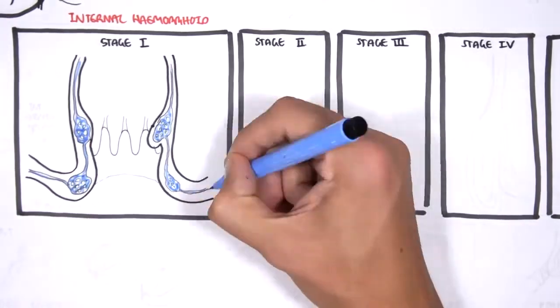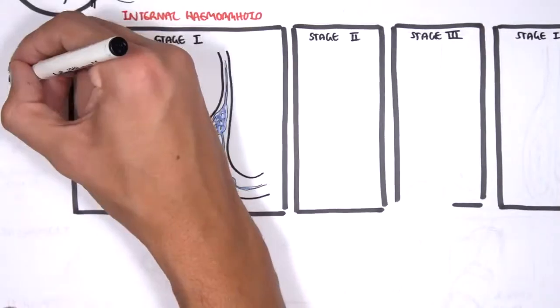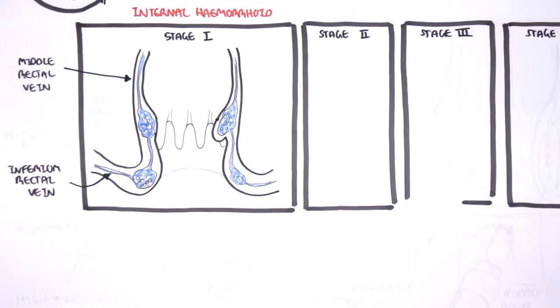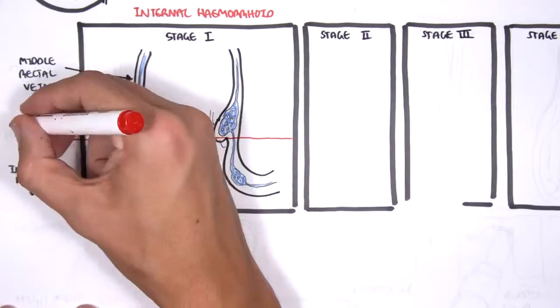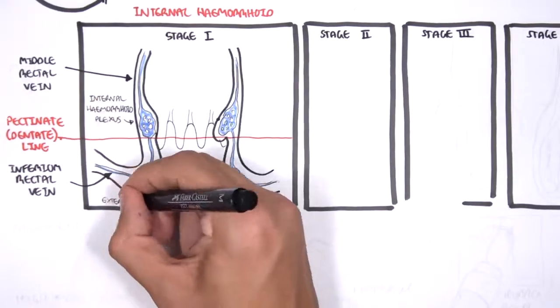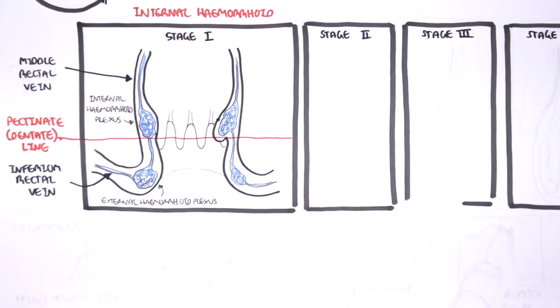Looking more closely at the anatomy, the middle rectal vein and the inferior rectal vein drain the anal area. The middle rectal veins drain into the inferior mesenteric vein, and the inferior rectal drains eventually into the inferior vena cava through the pudendal vein. And of course, we have to remember the pectinate line or the dentate line, the internal hemorrhoid plexi above the pectinate line, and the external hemorrhoid plexus lies below the pectinate line.